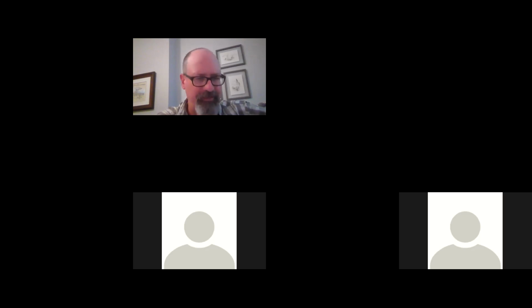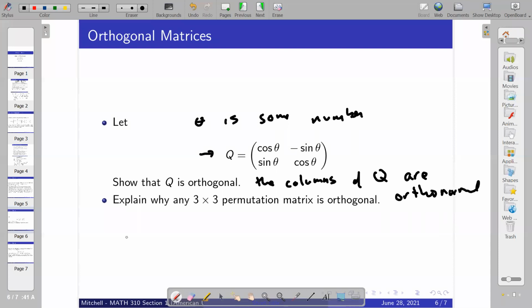If you get done with that, think about the problem that follows: show that permutation matrices in general are orthonormal. That problem is probably too much of a mess to work on right now. So maybe just take an example and show it's orthonormal, or orthogonal.